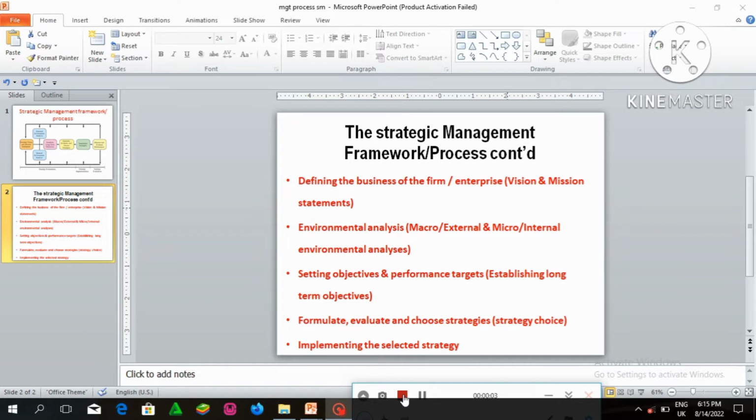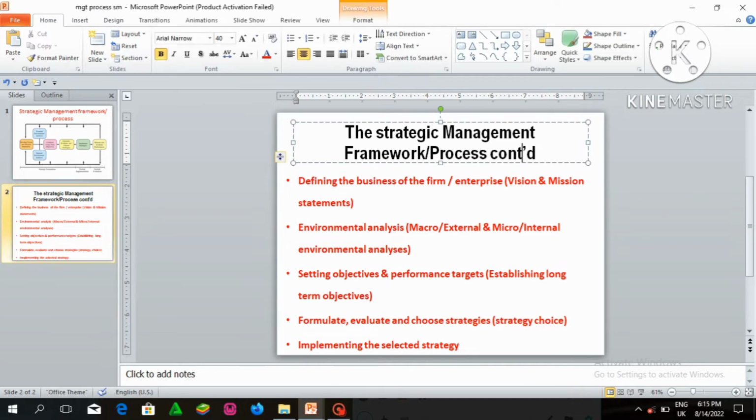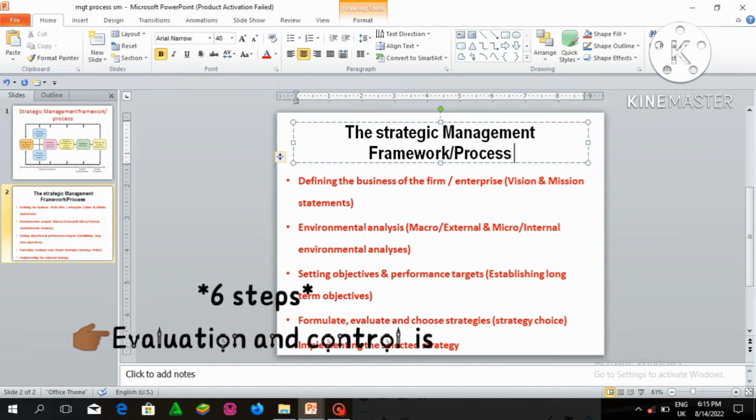So in today's video, we're going to look at the strategic management framework or the strategic management process. Strategic management goes through a series of steps, and these are the ones we've lined just down below, just 5 steps to come to strategic management.